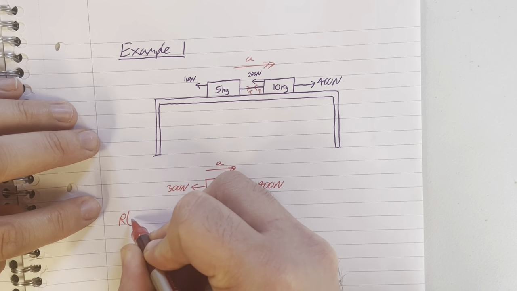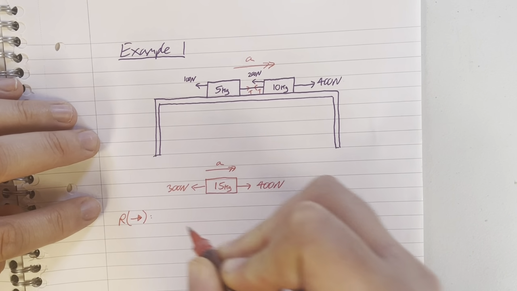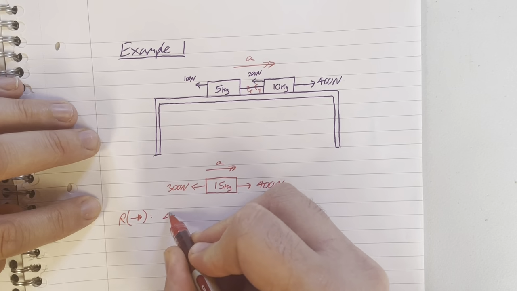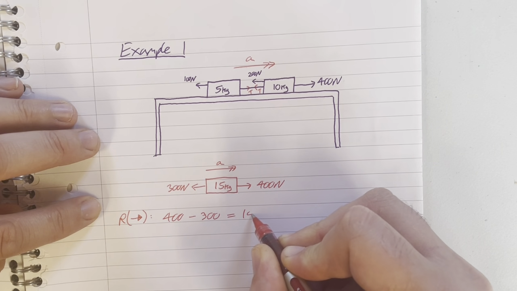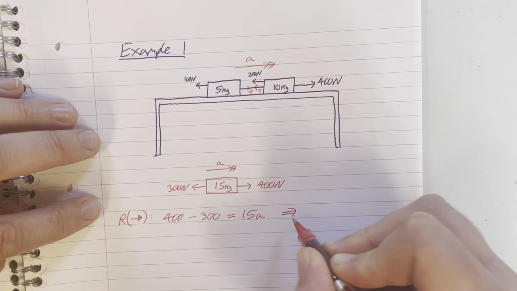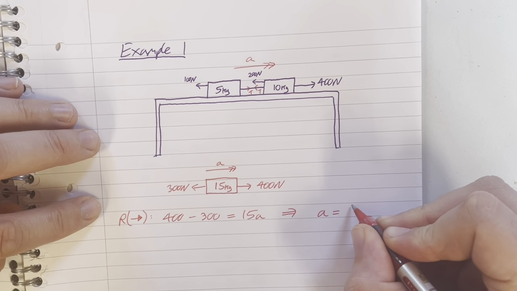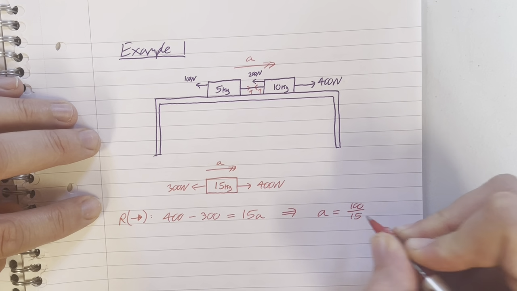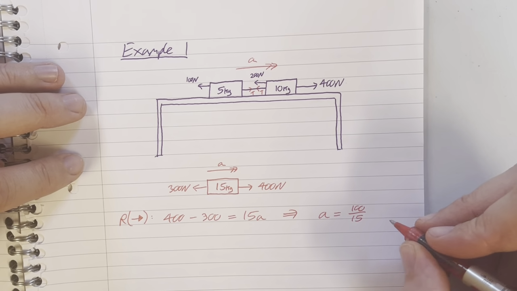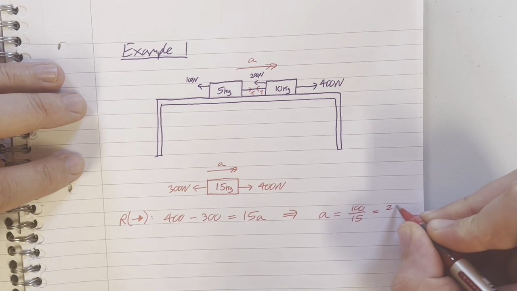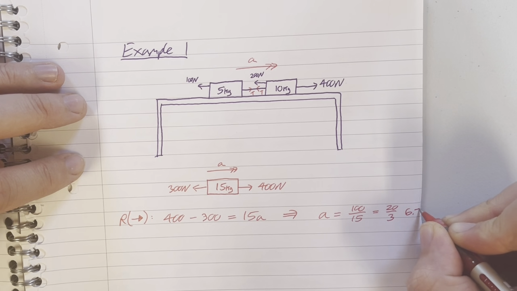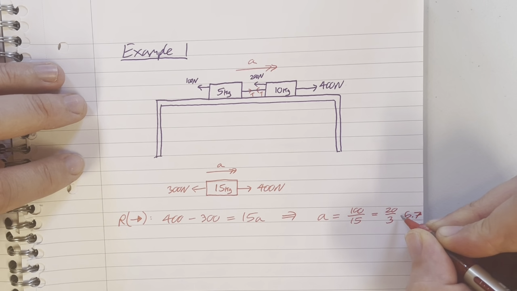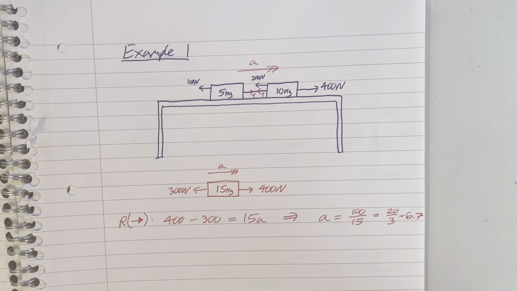So I'm going to resolve this to the right, which essentially says 400 minus 300 equals the mass times the acceleration. And that gives us that the acceleration is 100 over 15. We can divide top and bottom by 5, so that's 20 thirds, so it's about 6.7. And that's acceleration, so that'll be meters per second squared.